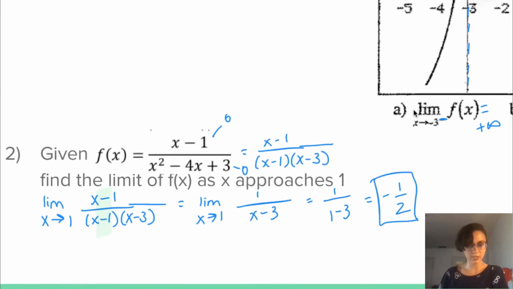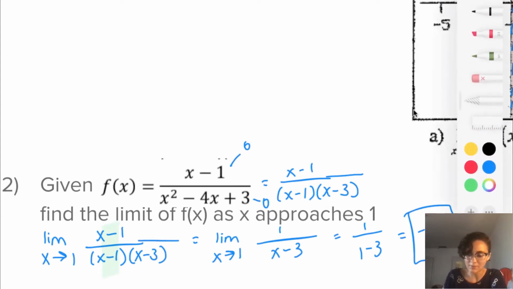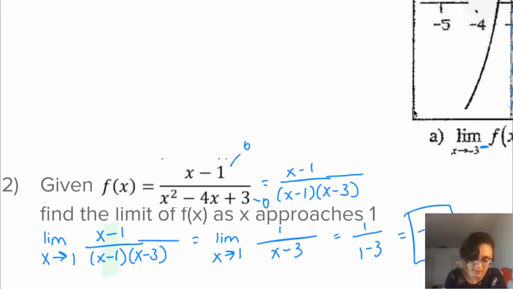Problem 2 was a little bit more challenging. We had the algebraic limit. If I'm trying to find the limit of f of x as x approaches 1, that means we're plugging 1 into our limit. If you just try to plug in 1, you get 0 over 0. 0 over 0 is an indeterminate form. When we get that indeterminate form, it means we have to work on the function to be able to solve the limit. And so that's why I factored it.